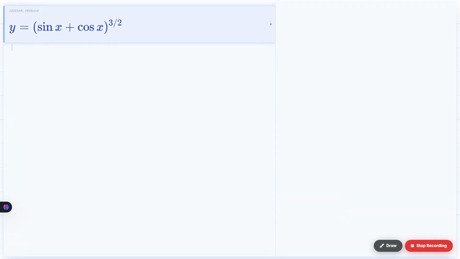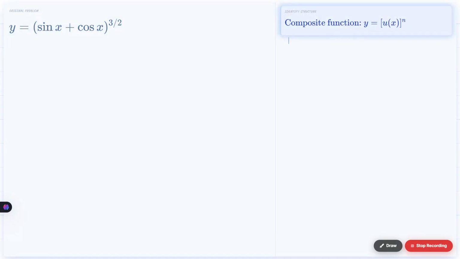We look at the problem y equals open parenthesis sin x plus cos x close parenthesis to the power of 3/2. We do this to see what we need to solve. This is our starting math sentence. We identify that this is a composite function where y equals u to the power of n. We do this to find the shape of the problem. Composite function means one part is inside another part.